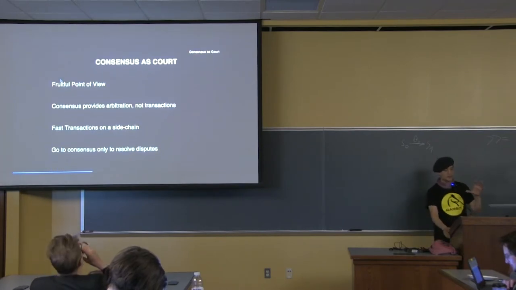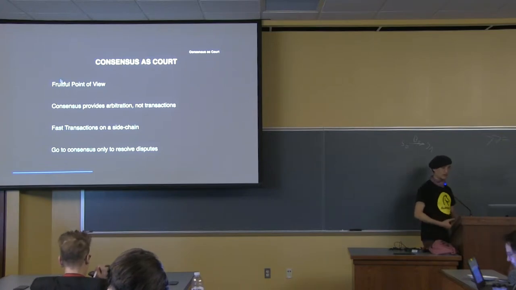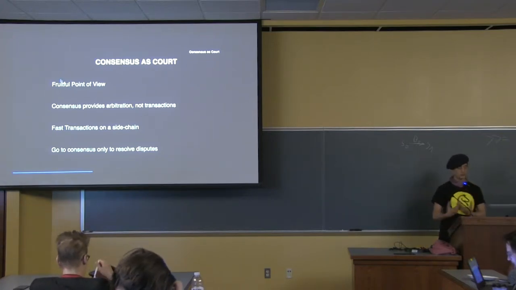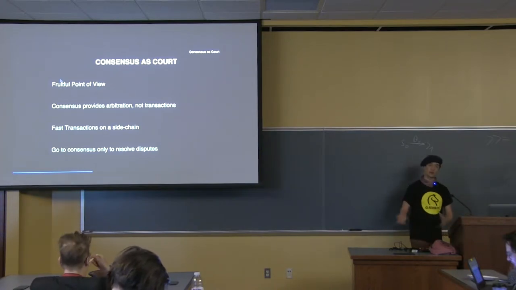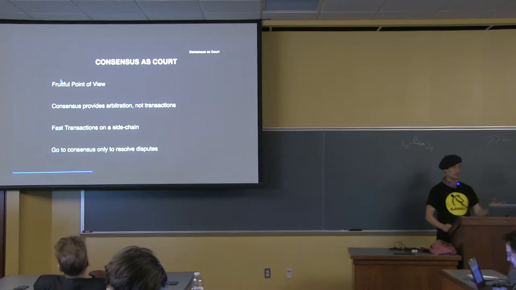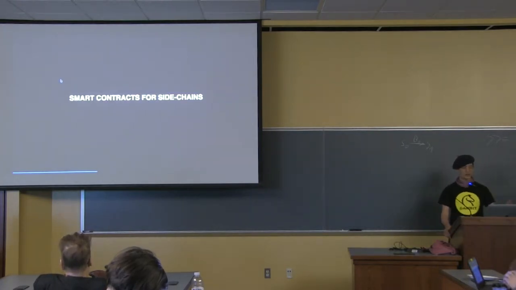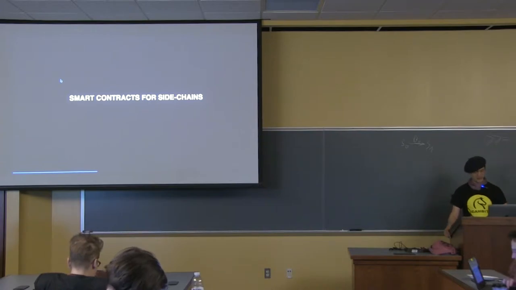Consensus as court. I think it's a fruitful point of view, a productive analogy, where the consensus provides arbitration. You don't do the transaction on the consensus, and then all your transactions can happen fast on the sidechain, and you only go to the consensus to resolve disputes. So how do smart contracts do sidechains work?